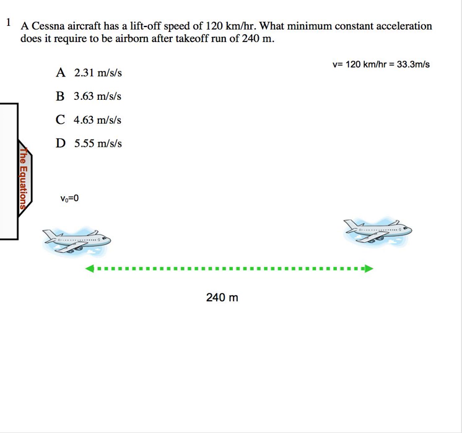A Cessna plane has a liftoff speed of 120 kilometers per hour. What's the acceleration it would need to be airborne after 240 meters? So basically it starts off with zero initial velocity here. It accelerates and it needs to reach, in 240 meters over here, a speed of 120 kilometers per hour. Since we work with meters per second, you have to change kilometers per hour to meters per second. That's 33 1/3 meters per second. So stop the tape and see if you can work it out.